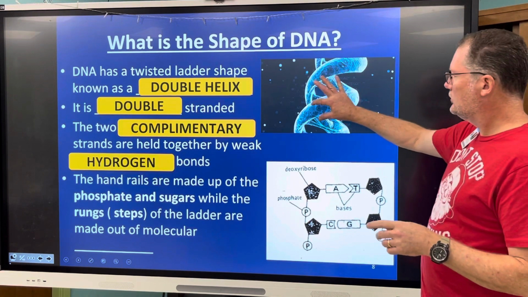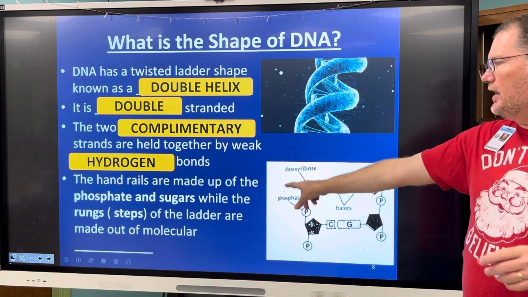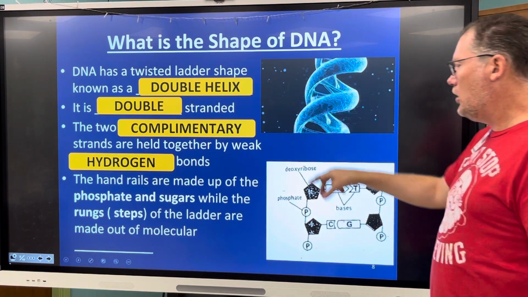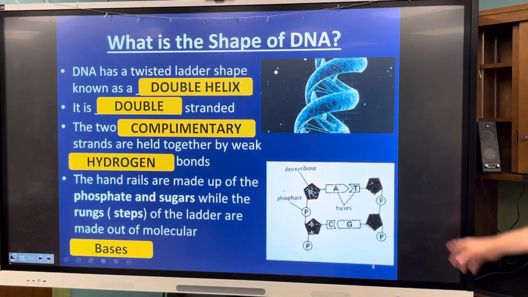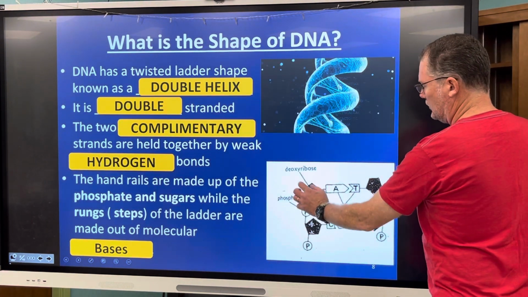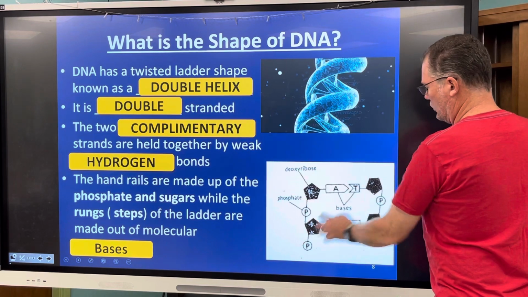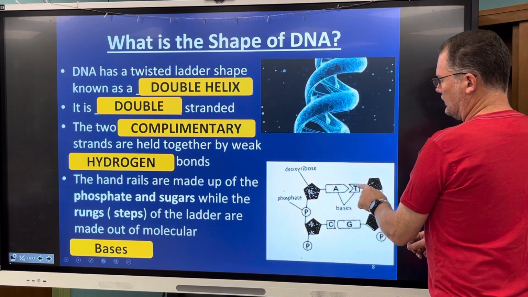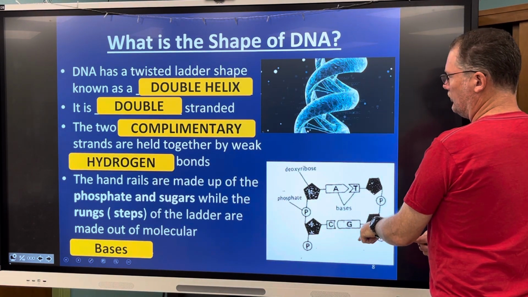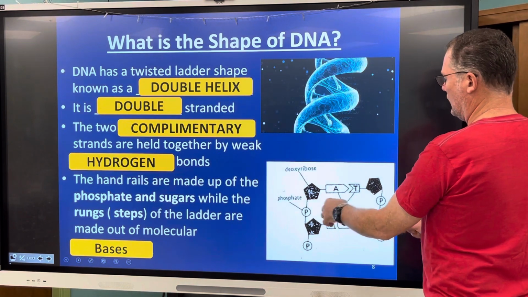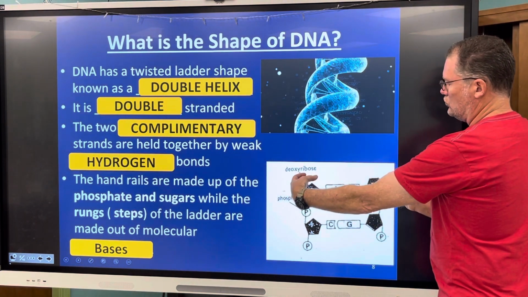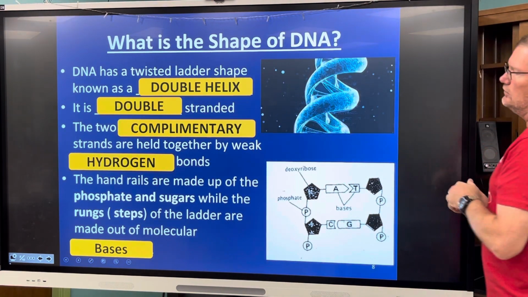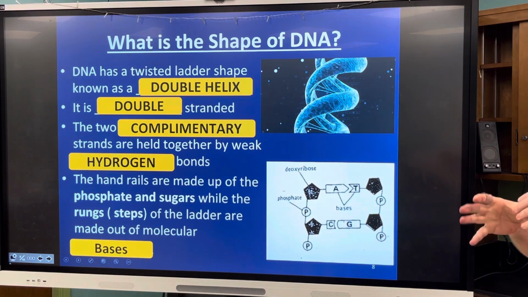Now the handrails, these parts right there, are made up of the phosphate and sugars, while the rungs, these parts in the middle, are made out of the bases. So here are the handrails, the phosphate and the ribose sugar, okay? And then here are the bases: adenine, thymine, cytosine, and guanine, okay? Or cytosine and guanine. And then you take this and you twist it going up, up and up, or down, and you get that DNA double helix twisted ladder shape, okay?